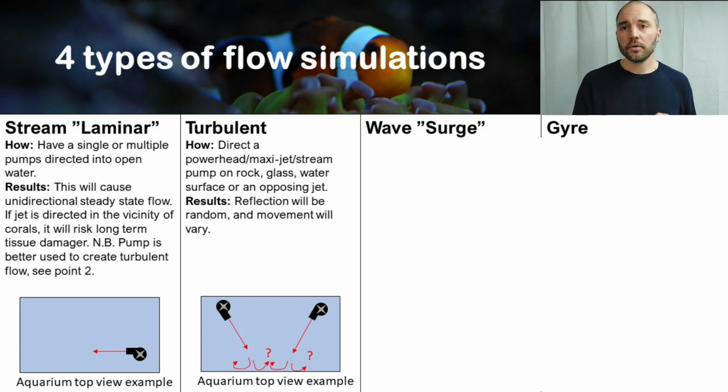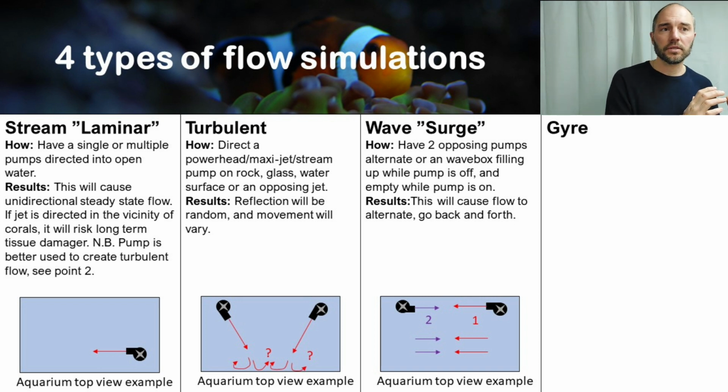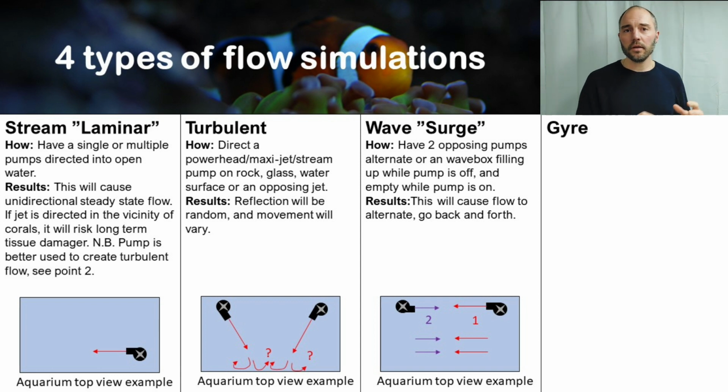Continuing on, we have our third flow simulation, and that one being the wave. Sometimes it's referred to as surge. How do you create the wave? Most easily you have 2 opposing pumps and you have them alternate. So one pump is engaged, pushing the flow in one direction, and then it shuts off, and the second one turns on and pushes it in the other way.